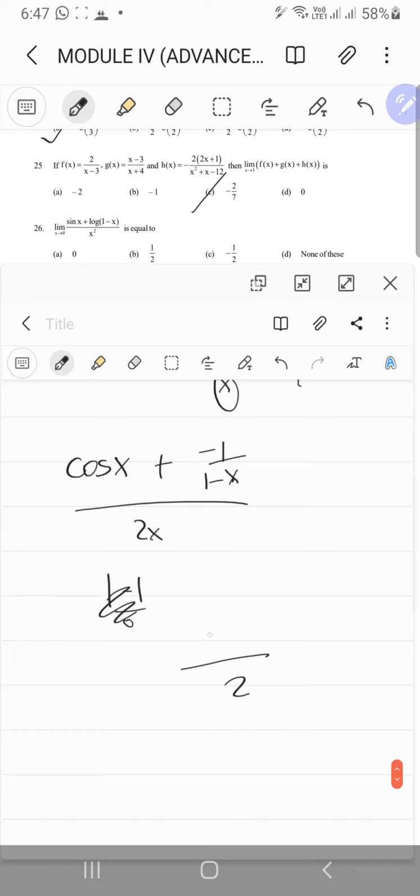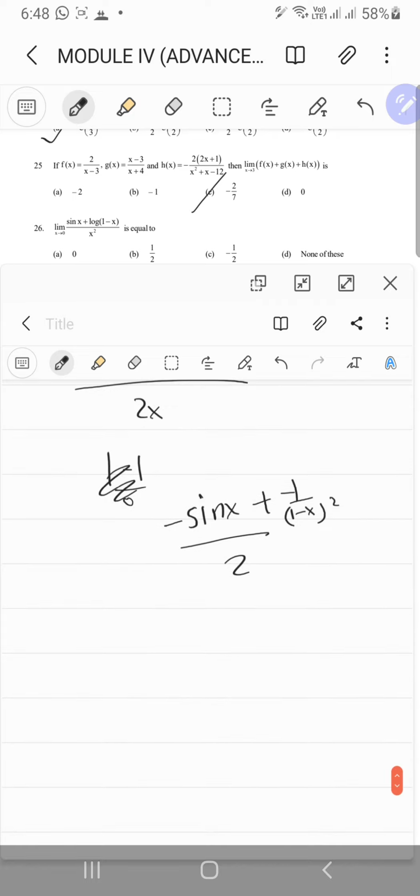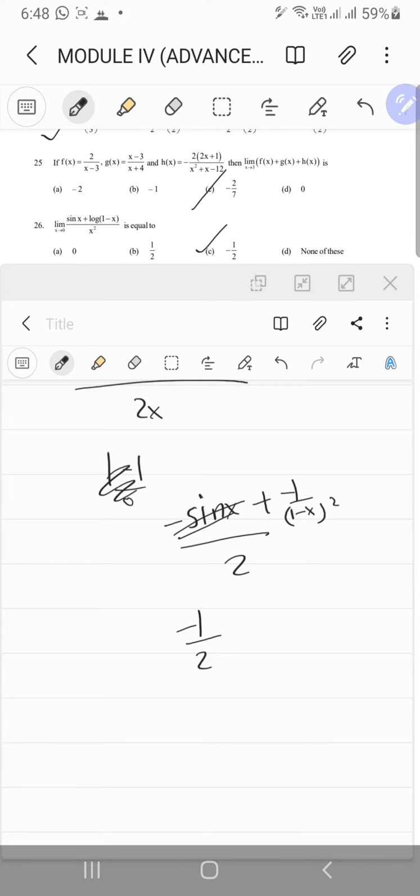So it should be 2 negative sine x. And taking another derivative, this should be positive 1 upon 1 minus x squared, and then derivative of the inside, which is once again negative 1. And now try putting x equal to 0 into this thing. Then this gets cancelled, it's 0, and this is just going to be negative 1 by 2. Yes, that looks correct. So negative 1 by 2 should be the answer. Next question.